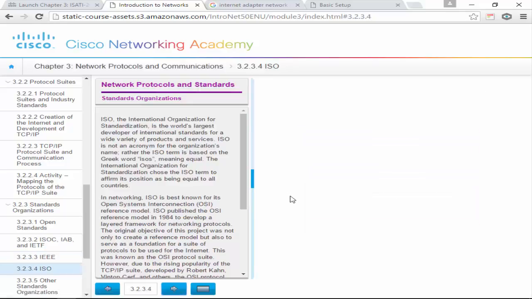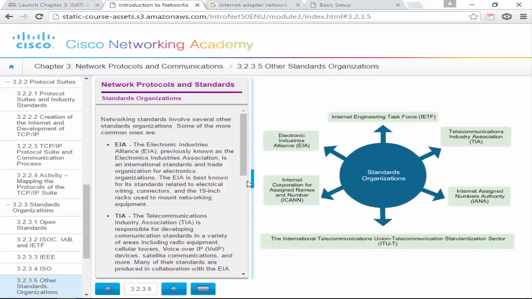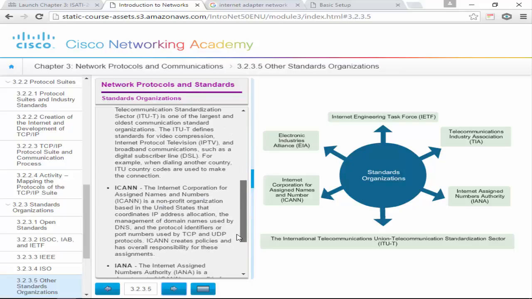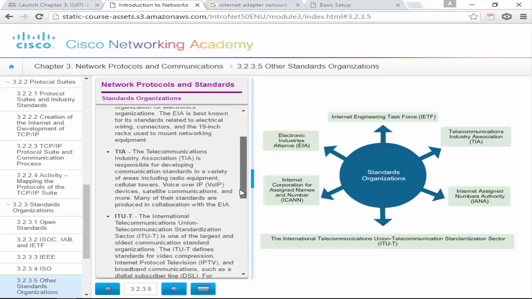The ISO built the OSI model, which is something we're going to study. They also have many technologies for, like, telecommunications and that kind of thing. They have open standards for that. We'll look at them in the future. Feel free to look at these other organizations.